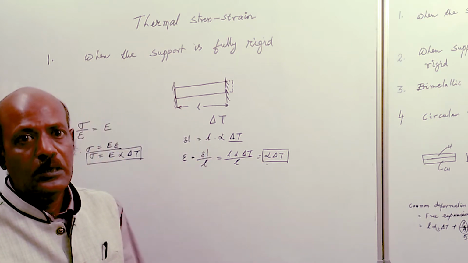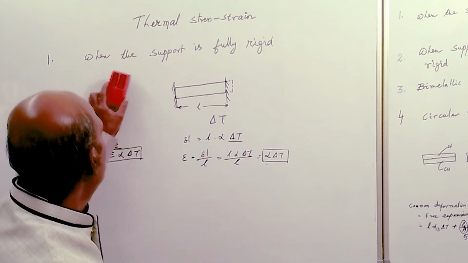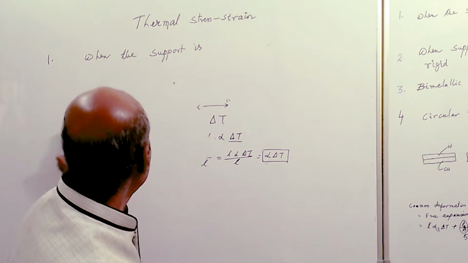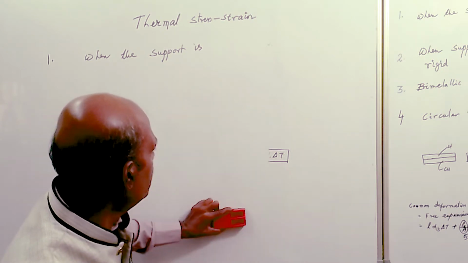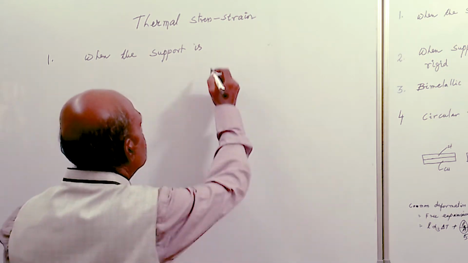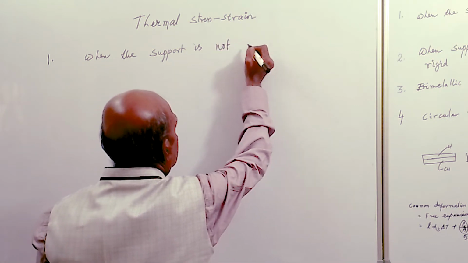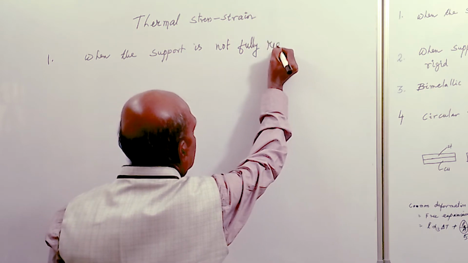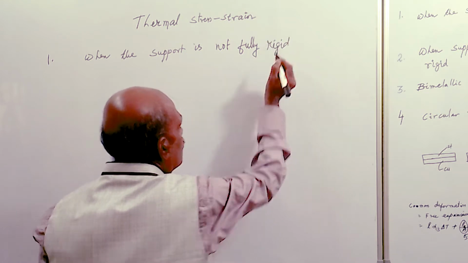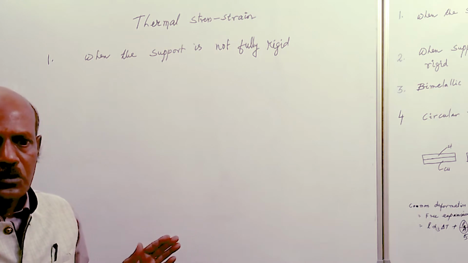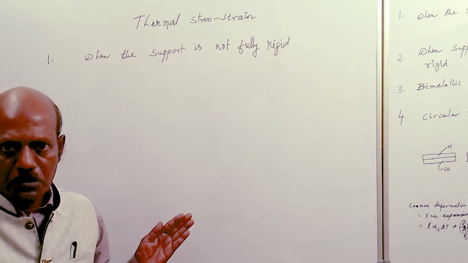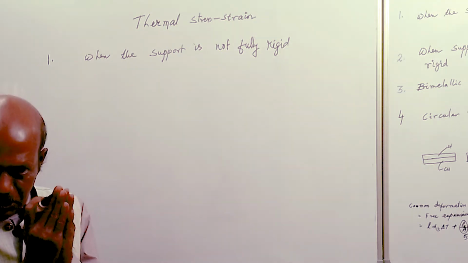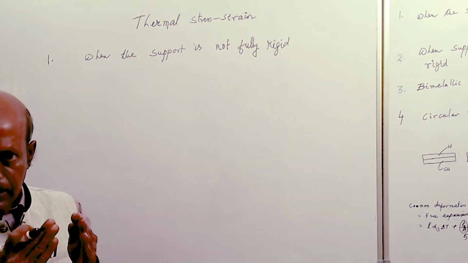Now we will see the second case, when the support is not fully rigid. So this is the second case. There will be some deformation produced in the support. In other words, the support shifts when there is a stress developed in the bar.